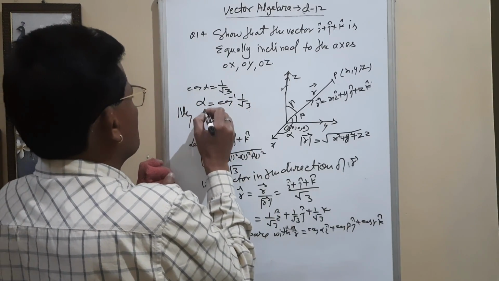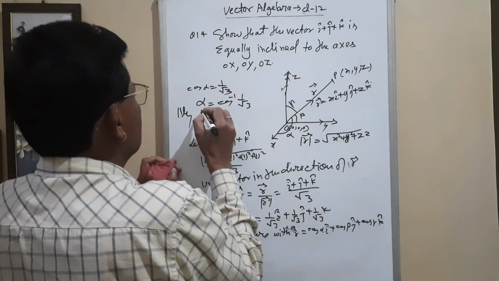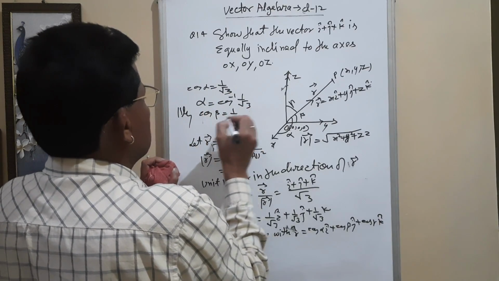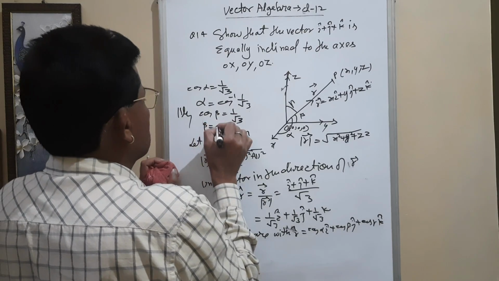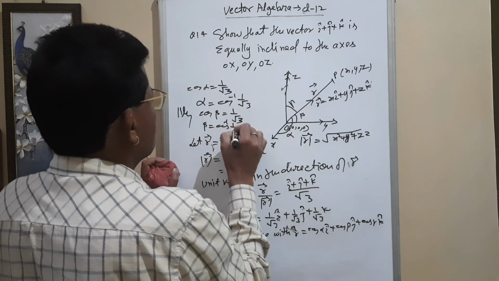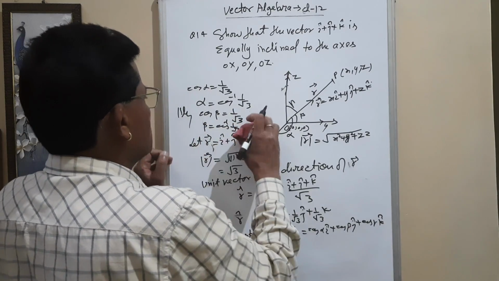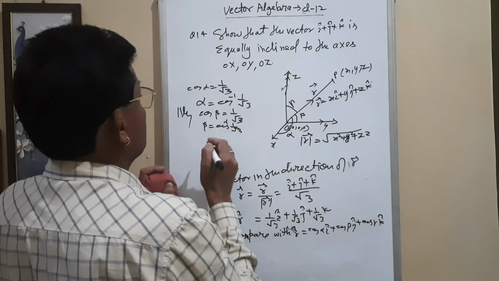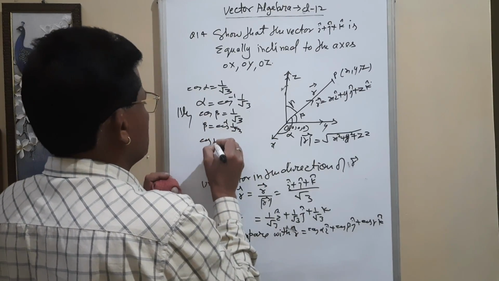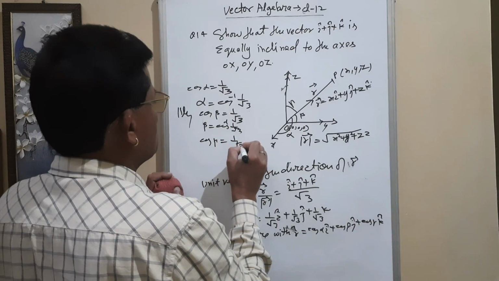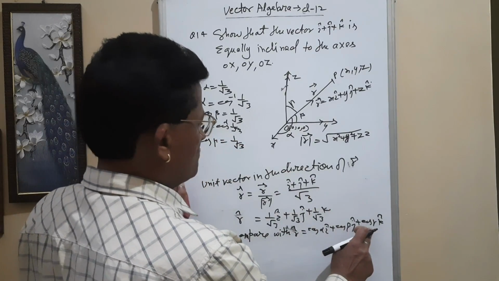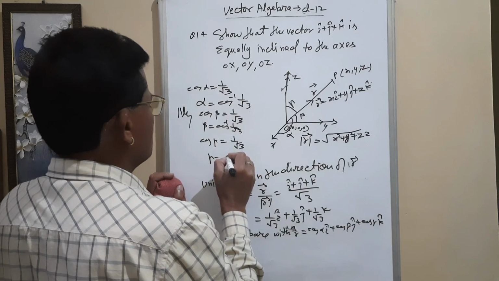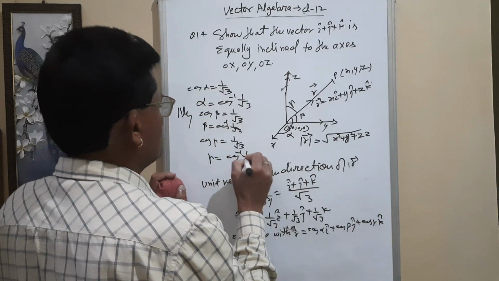Similarly, cos beta will be equal to 1 upon root 3, and the beta angle will be equal to cos inverse 1 upon root 3. Each and everything you must write. Cos gamma is also equal to 1 upon root 3. You see, in place of cos gamma, it is 1 upon root 3. Gamma will be equal to cos inverse 1 upon root 3.